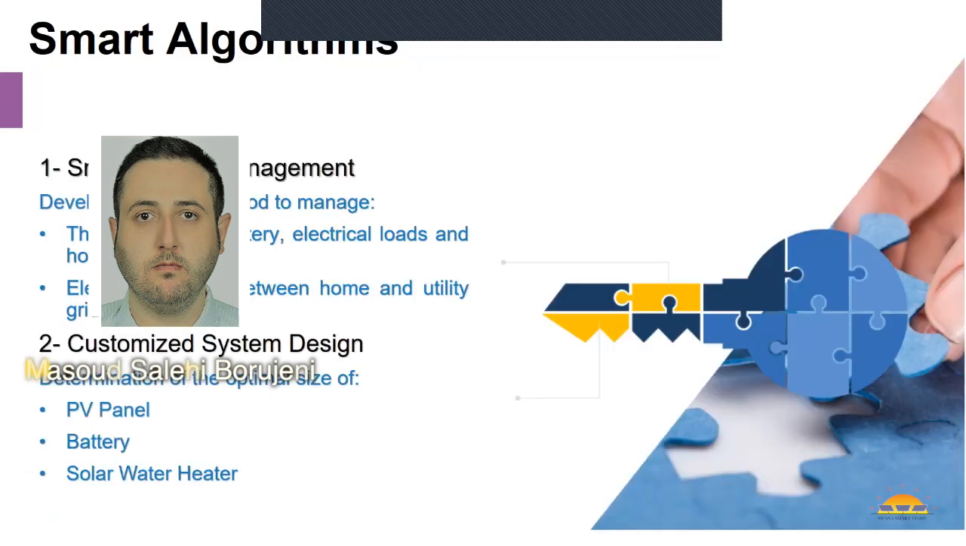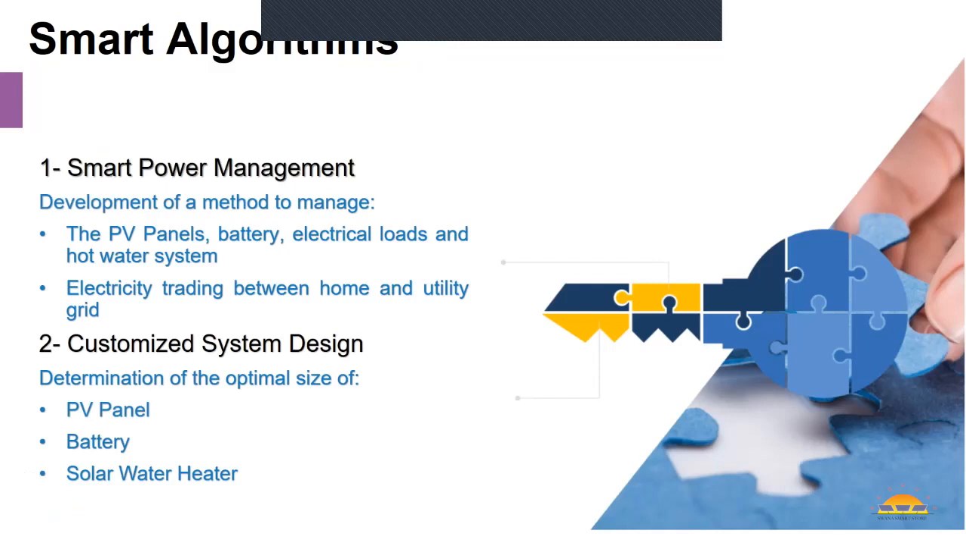SwanaSmartStore proposes a smart algorithm to provide reliable energy for customers and reduce their costs. The solution consists of two techniques. The first one is development of a smart method to manage the PV panel, battery, electrical loads, hot water system, and also control electricity trading between home and utility grid.